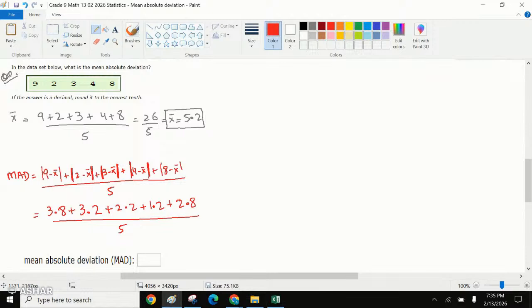Let's add them. 3.8 plus 3.2 plus 2.2, 1.2, and 2.8. It comes out to be 13.2 divided by 5. And the final answer is 2.64. This is rounded down. That means the answer is 2.6. Agreed? Because the numbers ending with 0, 1, 2, 3, 4 round down. The numbers ending with 5, 6, 7, 8, and 9 would round up.